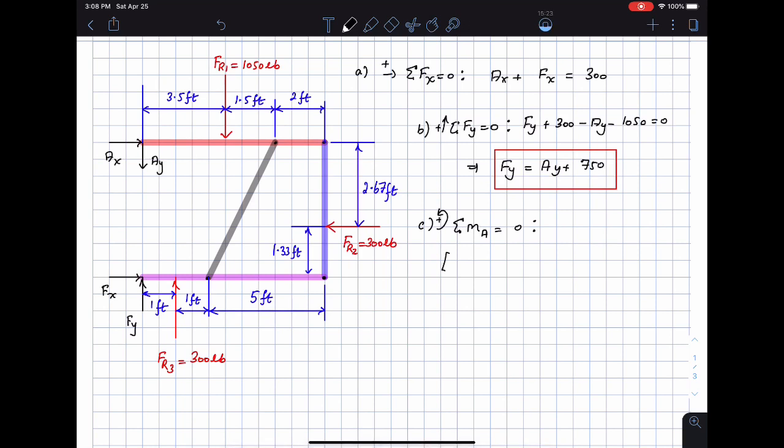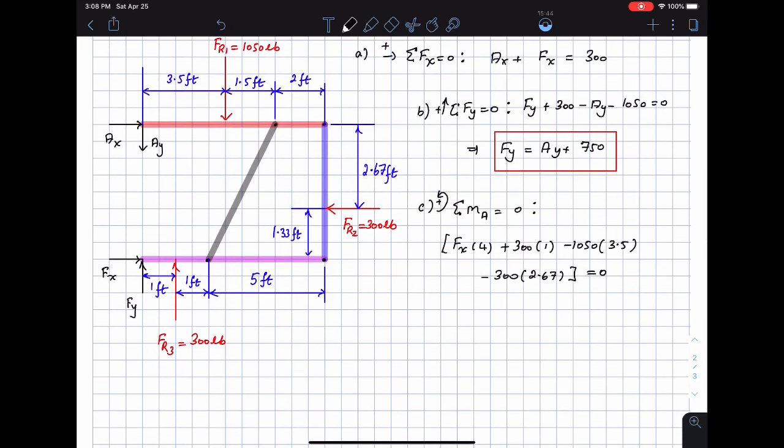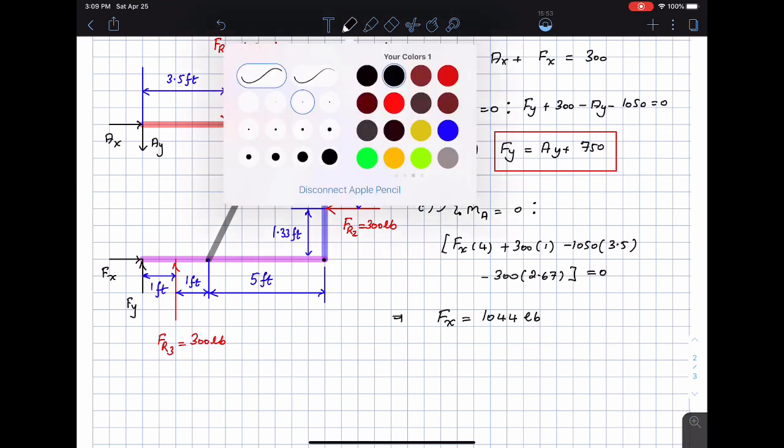Okay, so this is going to give me Fx times 4. Then I'm going to have 300 times 1, 300 times the force FR3. Then I'm going to have minus 1050 times 3.5. And then I'm going to have minus 300 times 2.67. This is equal to 0, which means that I can solve for Fx. So if I solve for Fx, it is going to give me 1044 pounds. Okay, so this is the answer I get for Fx.